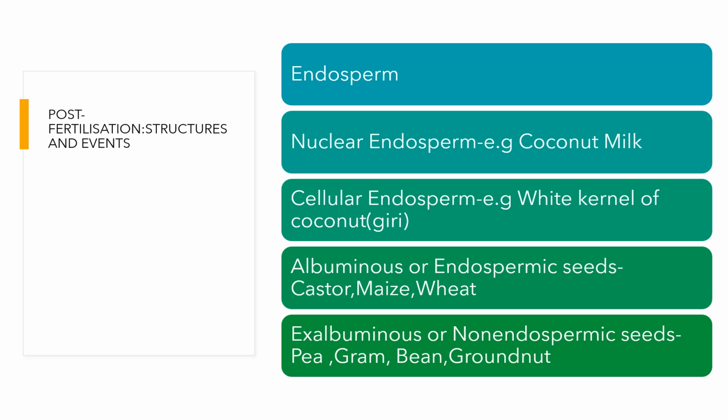In some other seeds, the endosperm is completely absorbed by the growing embryo and the food reserve gets stored in the cotyledon. Such seeds are called non-endospermic or exalbuminous, for example, pea, bean, sunflower, etc.